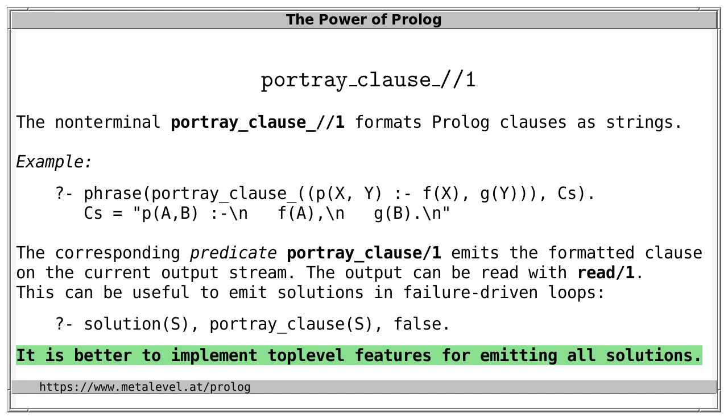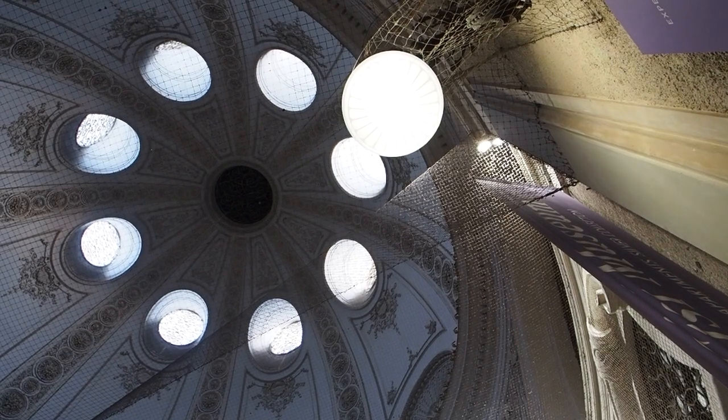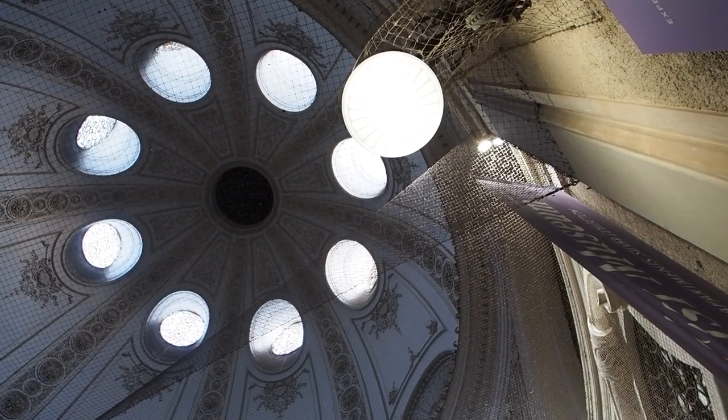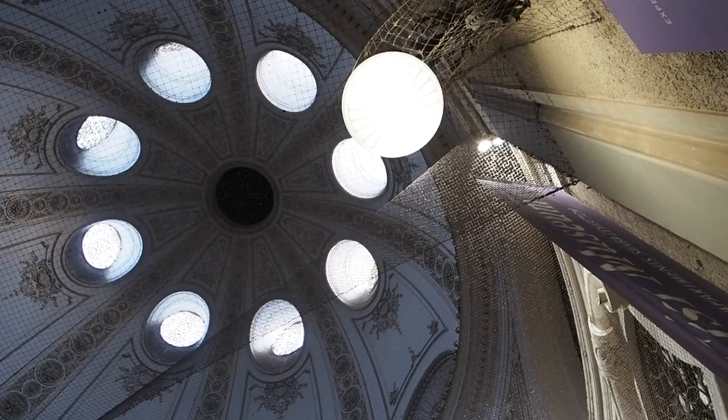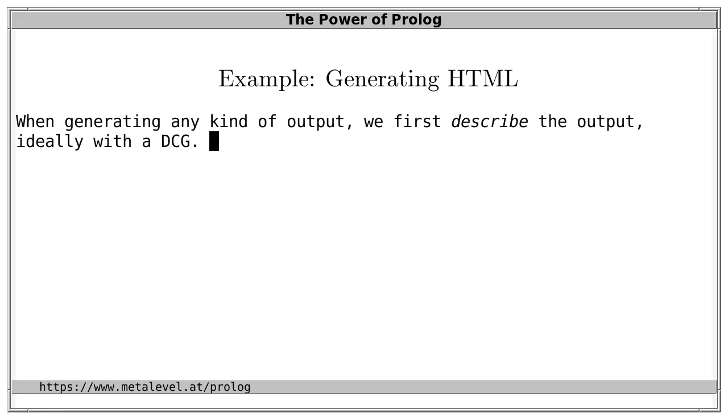And nowadays, we're of course less and less interested in output on the system terminal, but rather we often want to generate output in web applications and send it over a network. So as an example, let's consider how a Prolog application can generate HTML. And the general principle remains completely the same. First and foremost, we describe the output. And DCGs are ideally suited for this. And again, format_ can be a useful building block in such descriptions.